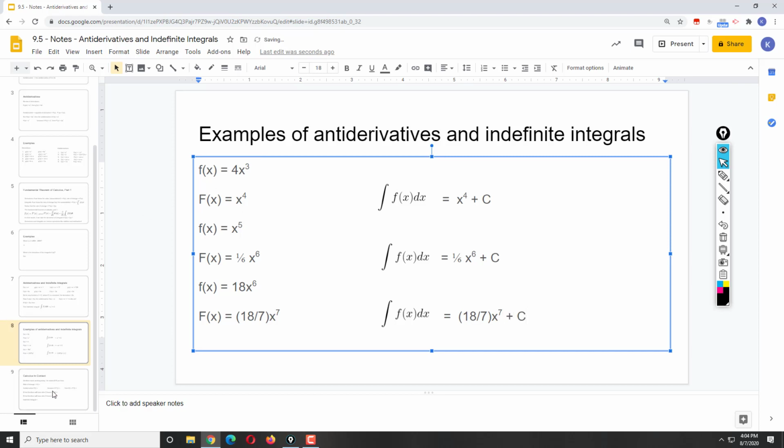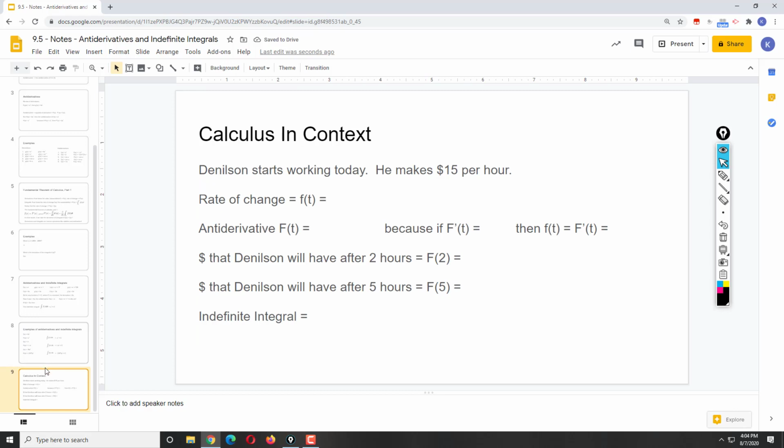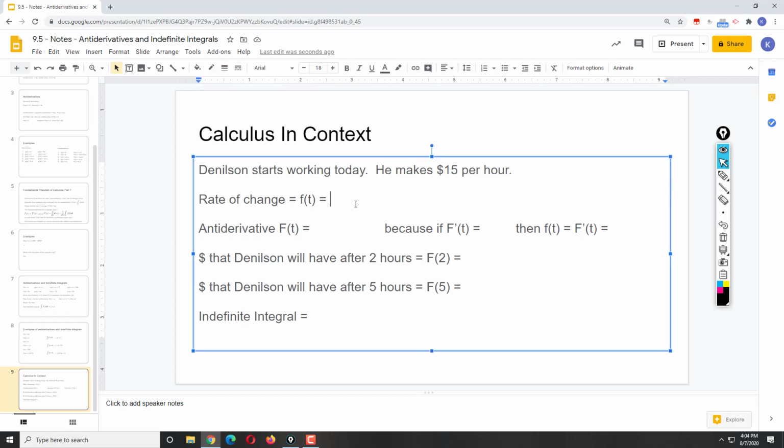To understand what we talked about, let's put it in context. Let's say that Danielson starts working today. He makes $15 per hour. Well, let's say the rate of change is small f of t. It's going to be 15 because that's how much money he makes per hour. Then the antiderivative big F of t would be 15t. Why? Because the derivative of 15t would be 15. In other words, the rate of change is the derivative of the antiderivative, which is 15.